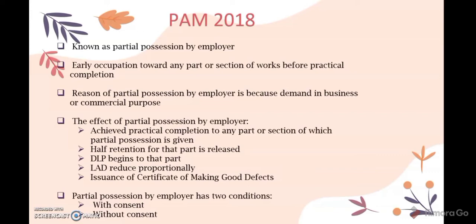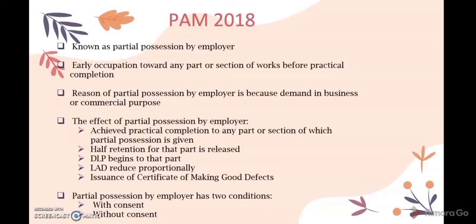For example, if the employer wishes to occupy any part or sections, the works there must be fully complete first. The second one is half of the retention for that part is released. Retention here means the retention sum. Retention sum is monies deducted and retained by the employer from sums otherwise payable to the main contractor under a construction contract. The third one is the defect liability period begins to start. The fourth is liquidated and ascertained damages will be reduced proportionally. And the last one is issuance of certificate of making good defects.